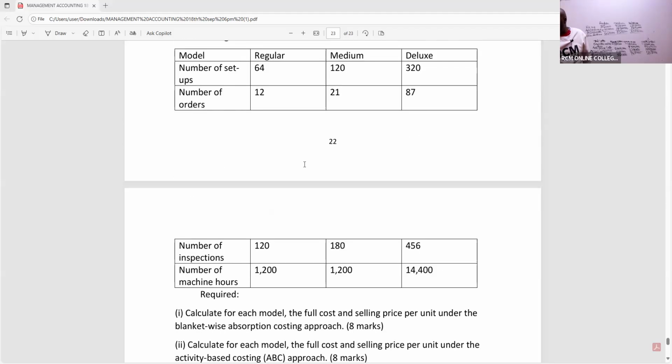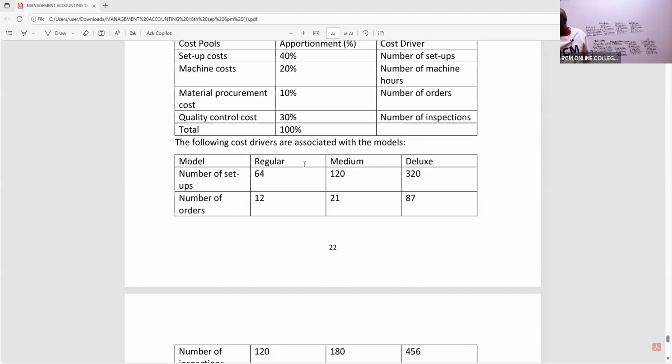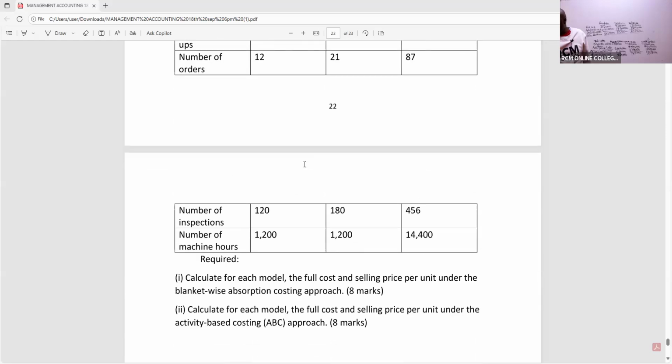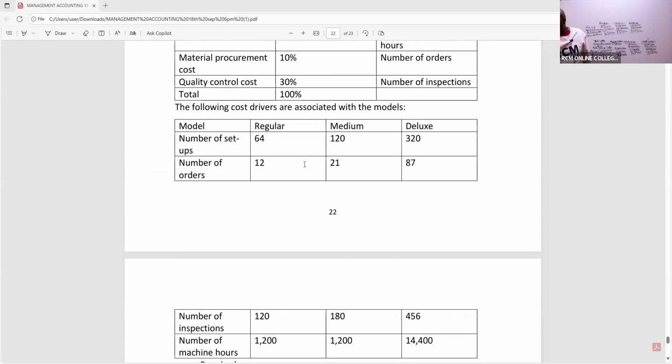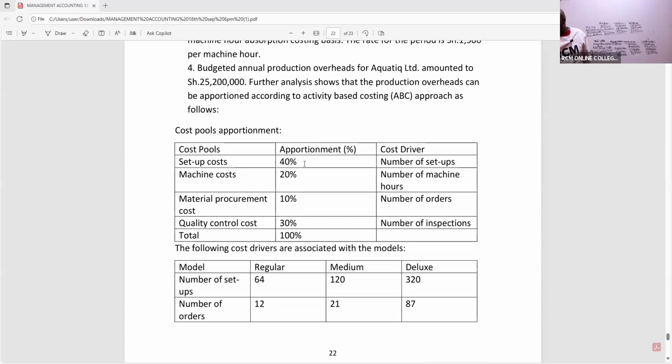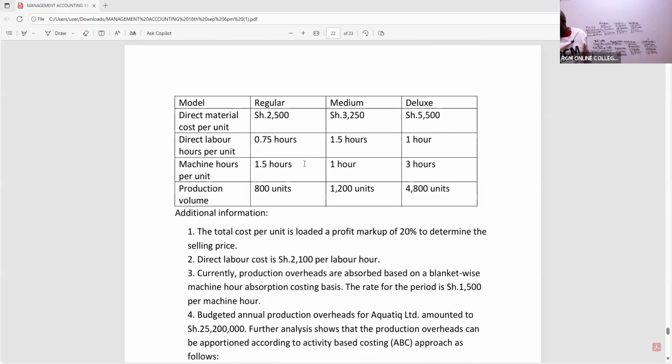I will not panic at all. I know the number of units. Do we know the number of units? Yeah, they're given somewhere. The volume, 800, 1200, 4800. Great, great.